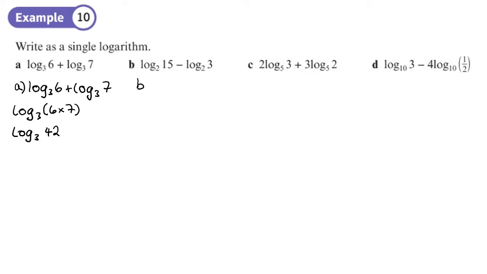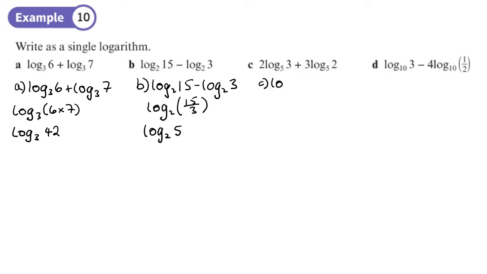Next one, part B, log to the base 2 of 15, minus log to the base 2 of 3. So that's the same as log to the base 2 of 15 divided by 3, which is log to the base 2 of 5.